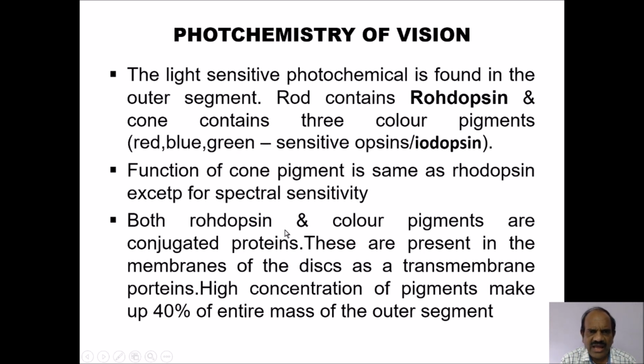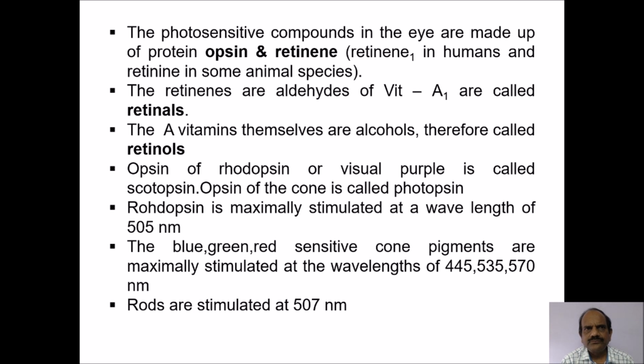Both rhodopsin and color pigments are conjugated proteins. These are present in the membranes of the disc as transmembrane proteins, and there is a high concentration of this pigment, about 40% of the entire mass of the outer segment. The photosensitive compounds in the eye are made up of the protein opsin and retinene. This type is retinene 1 in humans and retinene 2 in some animal species.